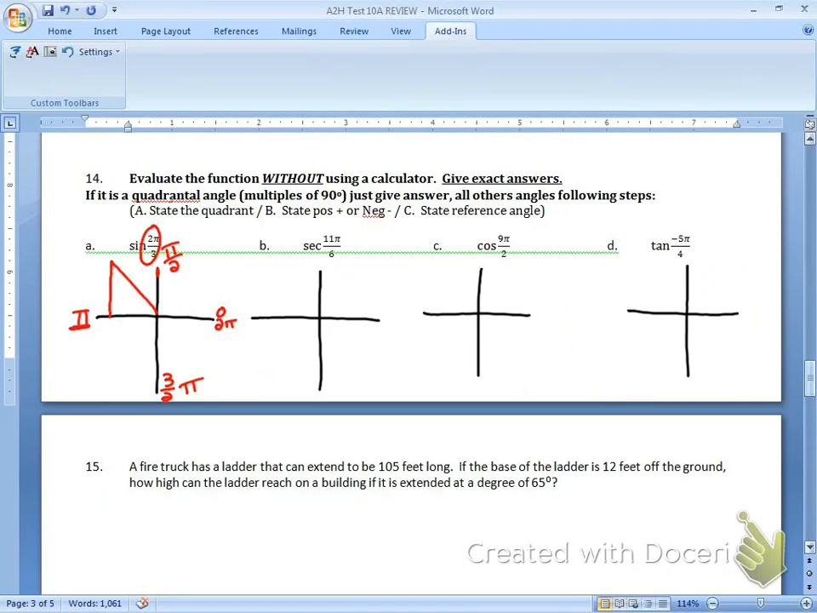We need to find our reference angle. So how much do we need from 2/3 in order to get a full pi? Well, we are short 1 piece of pi. So pi over 3.